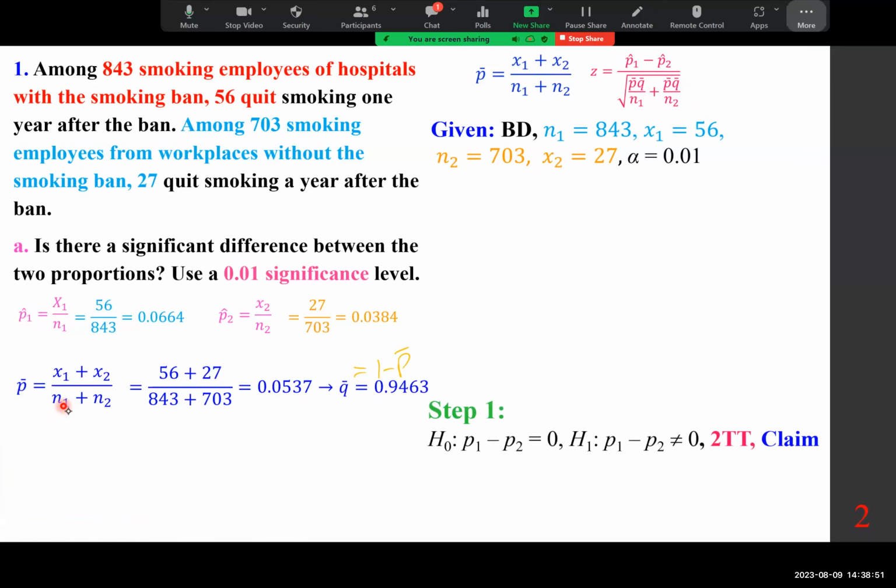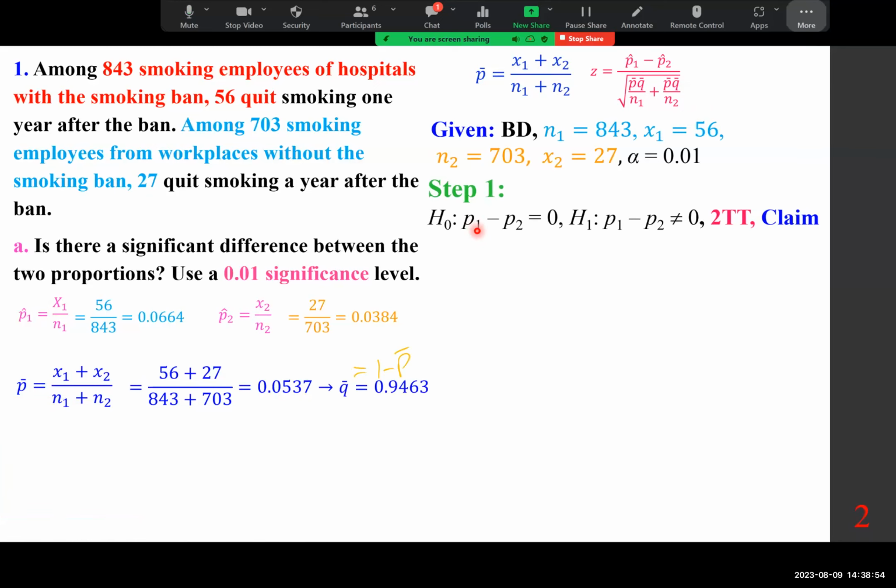So let's write the steps. The very first step: H0, P1 minus P2 is 0. H1, P1 minus P2 is not equal to 0, which makes it a two-tailed test, which makes it a claim. Why is that? Take a look. Is there a significant difference? When they're asking for that, it's not asking for less than or greater than, so it's not equal to. Sometimes we might write it as follows: P1 equals P2, P1 is not equal to P2. Those are the same concept.